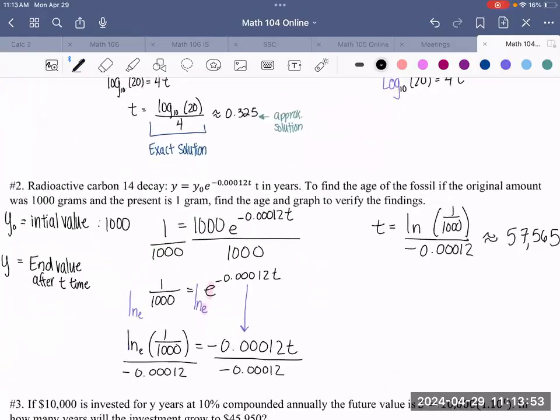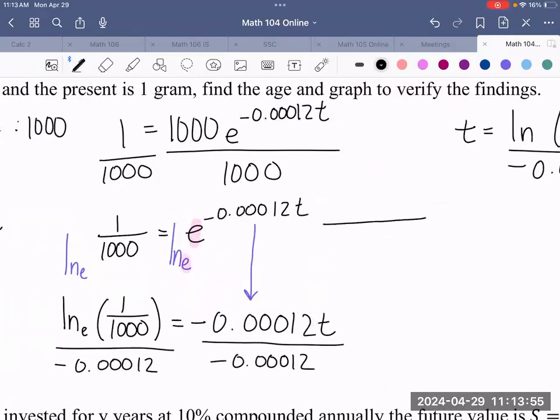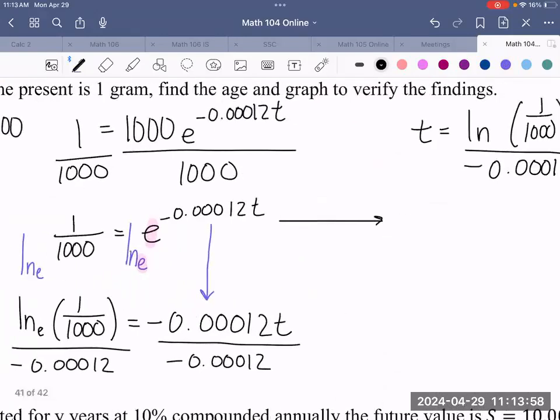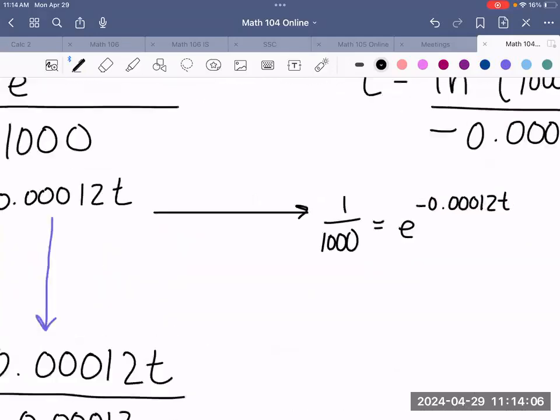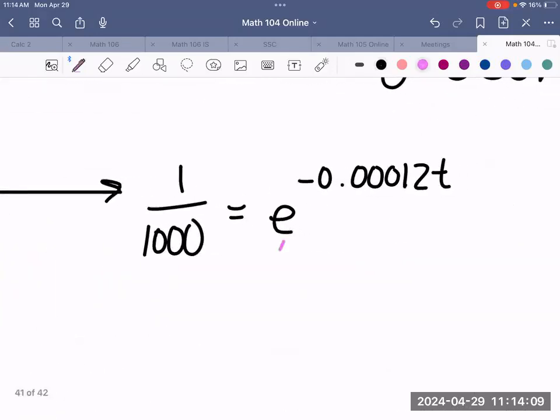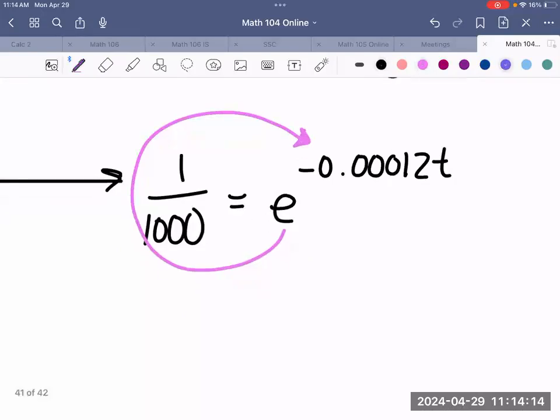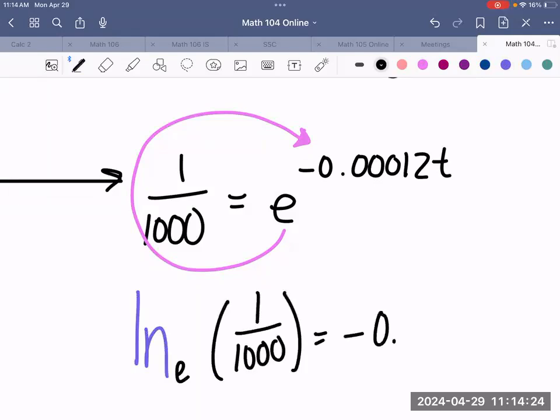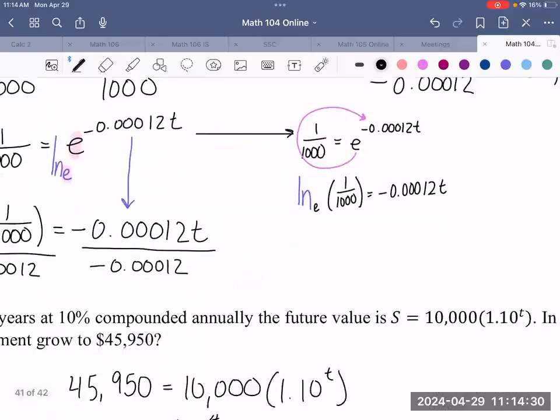Let's try it again one more time over here, where we have 1/1000 is equal to e to the negative 0.00012t. Okay, so we are swooping one more time. So writing your log, in our case, we need the natural log to be written down in order to have e.